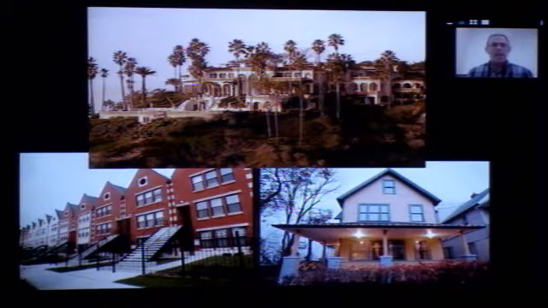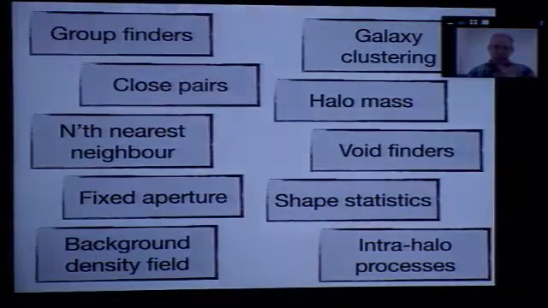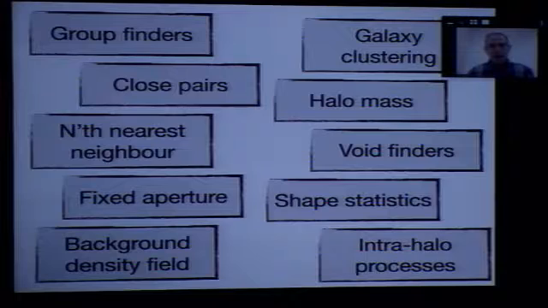All right, so another definition of environment, very different. This might be halo. Some people use halo mass as environment. Some people use some measure around the halo on a different scale as environment. And there are bucket loads of ways to characterize this. So here's a couple: group finders, close pairs, nth nearest neighbor, halo mass, clustering, fixed aperture, and so on.